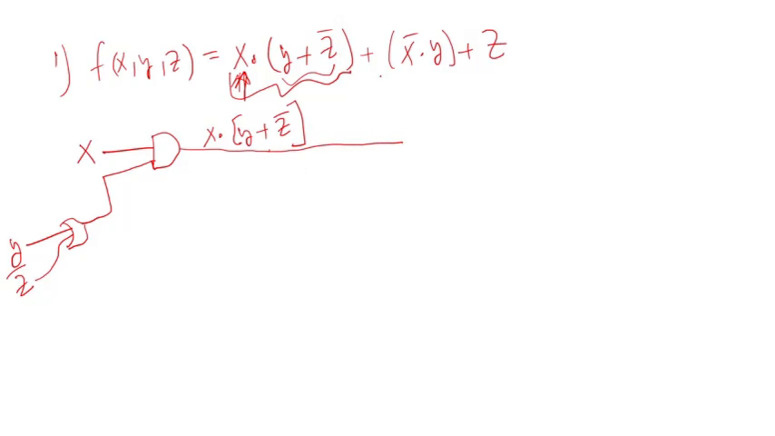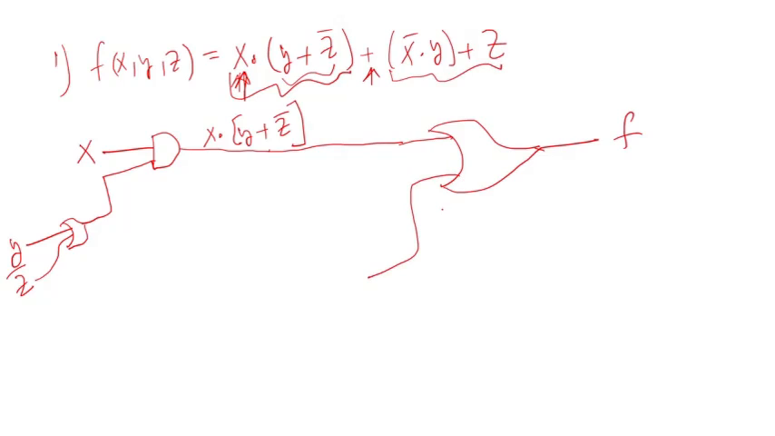Then I have an OR operator here. That means I'm going to have an OR gate. So I'm going to put an OR gate, and this is f, the function f. So this is an input. Then I'm going to take this term here and feed it into this OR gate.